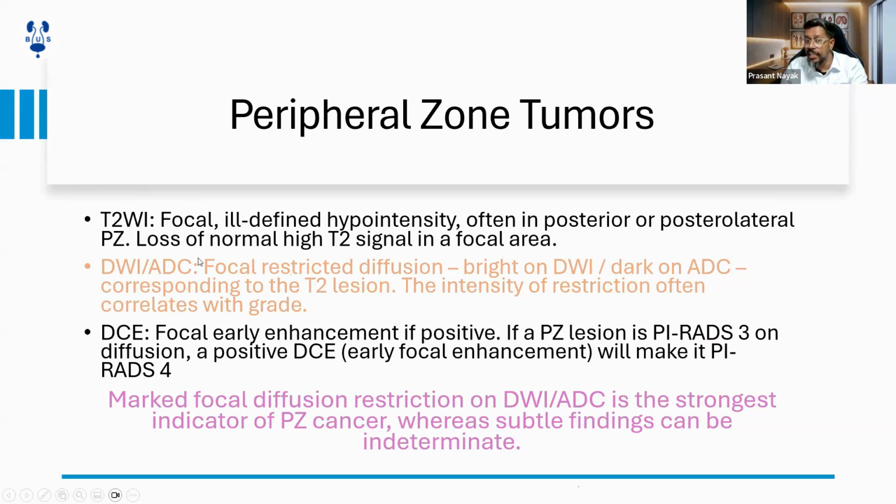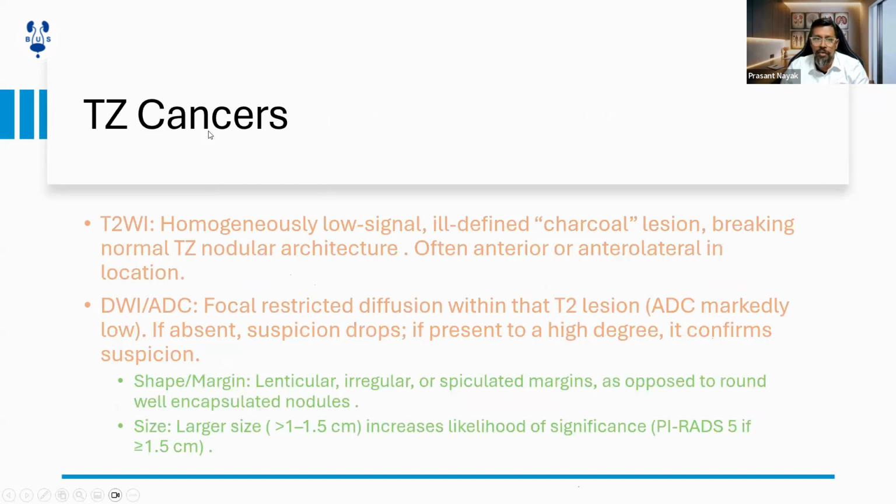DCE, if it is a PI-RADS 3 as per DWI-ADC, you use a DCE. I think that is the summary of a peripheral zone tumor. For the transitional zone, T2 weighted primarily. There is an ill-defined lesion, margins are not very clear, extending into the AFS, extending into the horn of the peripheral zone, and hypointense compared to the surrounding area. That's an abnormal area in the transitional zone. How do you confirm?